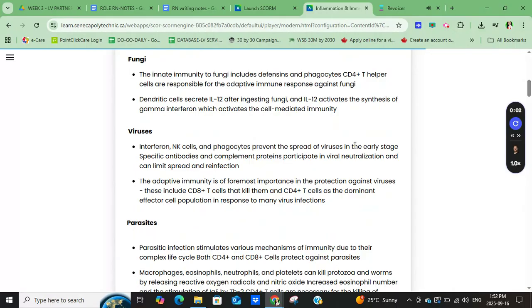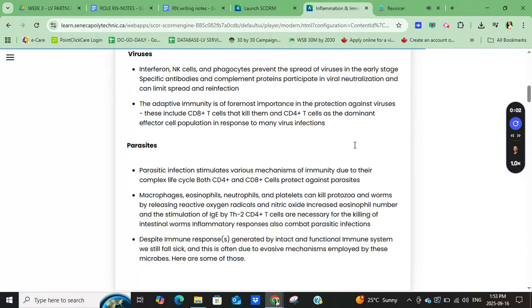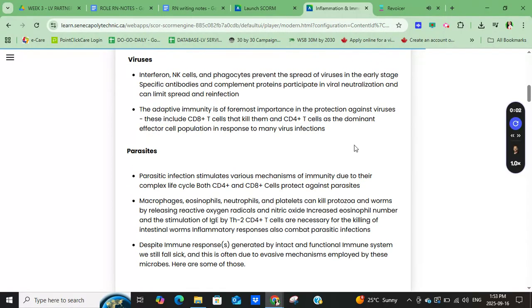Interferon, NK cells, and phagocytes prevent the spread of viruses in the early stage. Specific antibodies and complement proteins participate in viral neutralization and can limit spread and reinfection. The adaptive immunity is of foremost importance in the protection against viruses. These include CD8 plus T cells that kill the infected cells, and CD4 T cells as the dominant effector cell population in response to many virus infections.